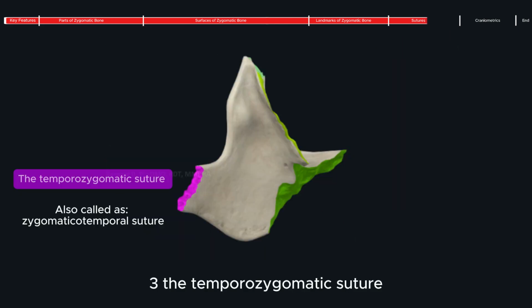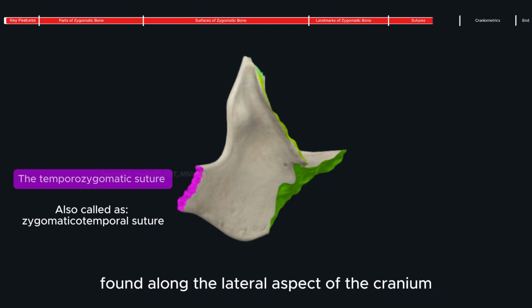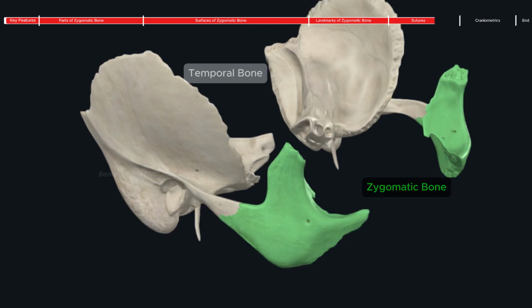3. The temporozygomatic suture, or zygomaticotemporal suture, is a fibrous joint found along the lateral aspect of the cranium. It is the articulation site located between the zygomatic process of the temporal bone and the temporal process of the zygomatic bone.